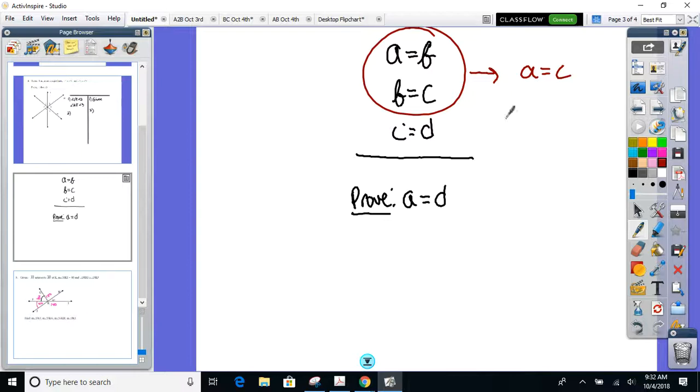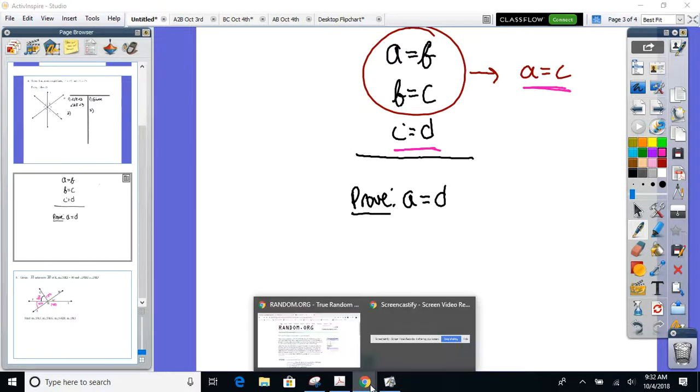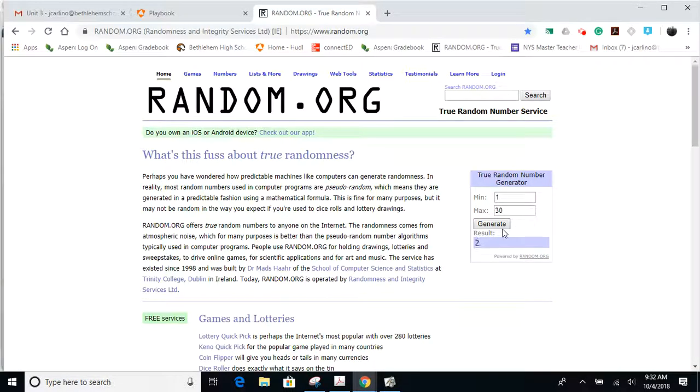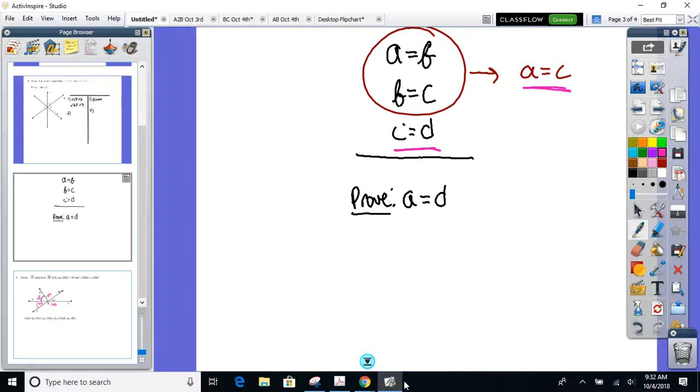How do I go from these two now? What do you get from these two? A equals D. How'd you do it? Second substitution. Do you see what I'm saying there? All right, so if I put this in a statements reason column, how many times should the word substitution come out? Twice, not once. All right, twice.